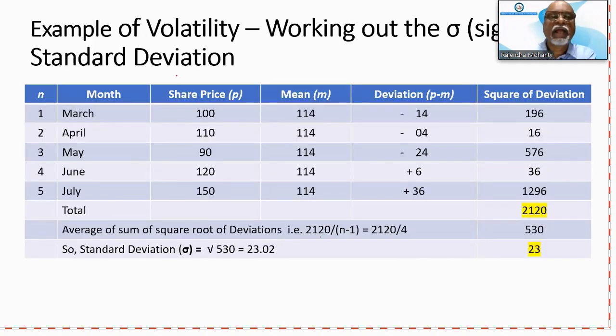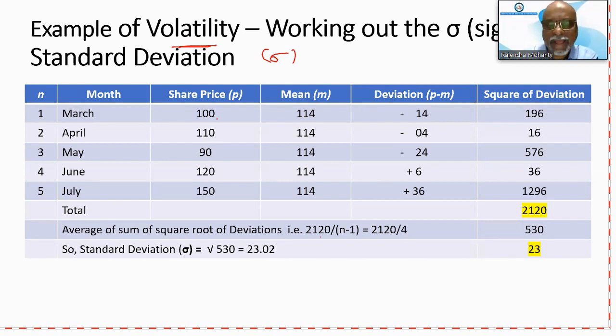Now, I have taken the share price of a particular share for 5 months. Say March, April, May, June, July, 5 months share price I have taken. So March it was 100 rupees, April it is 110 rupees, May 90, June 120, July 150. Suppose. Okay. Now these are the 5 months price. Now we have to calculate the volatility or the standard deviation, so that we can understand how much volatility this was within this 5 months period.